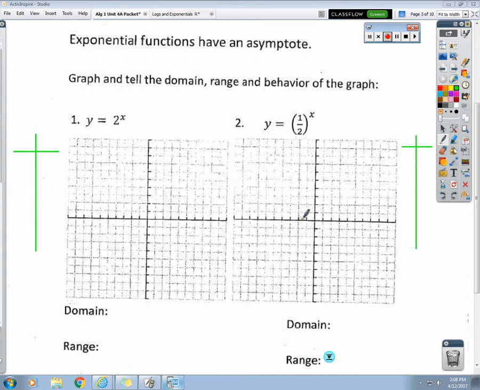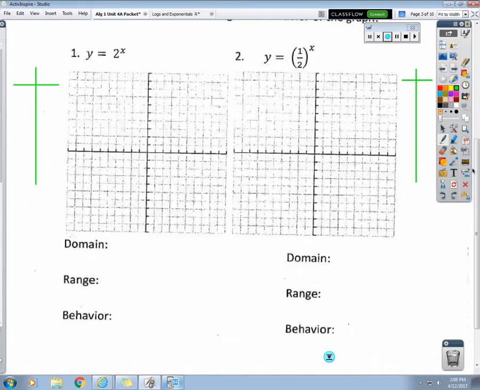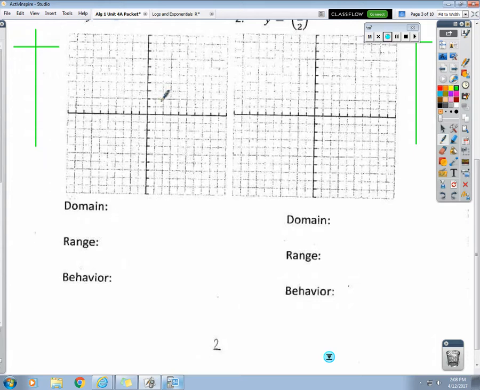and tell the domain, range, and behavior of the graph. Yesterday, we had graphed this one, right? And we did the domain and range, but we didn't do the behavior. Okay, let's finish that up. Tell me some, let me graph it really quick. What were your x values?